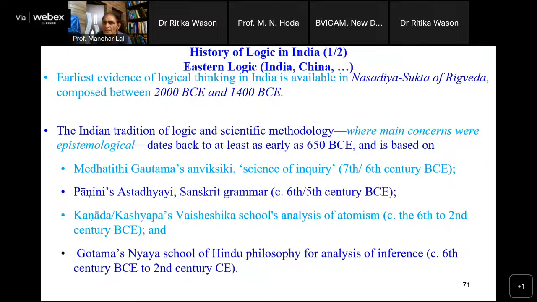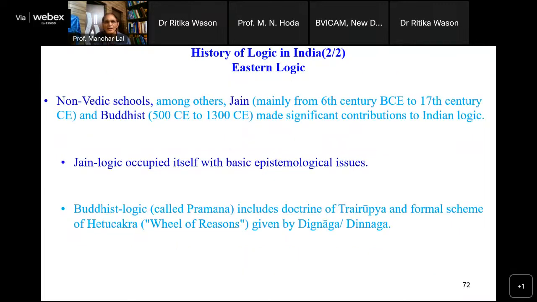The Indian tradition of logic and scientific methodology, where the main concerns were epistemology, knowledge, dates back to at least as early as 650 BC and is based on the following: Medhatithi Gautama's Anviksiki, Panini's Ashtadhyayi, Kanada's Vaisheshika school, and Gautama's Nyaya school of Hindu philosophy, all before the 2nd century BC. So that is the root of Indian logic. Now, Eastern logic, apart from the Hindu or Vedic logic, had other schools like Jain and Buddhist. Their philosophy was different from the Vedic school, and they also contributed a lot. Particularly, Buddhists contributed from 500 CE to 1300 CE, and the Jains contributed from the 6th century BC to the 17th century. And Buddhist logic includes doctrine, etc.